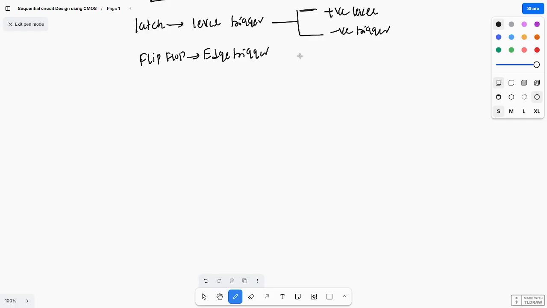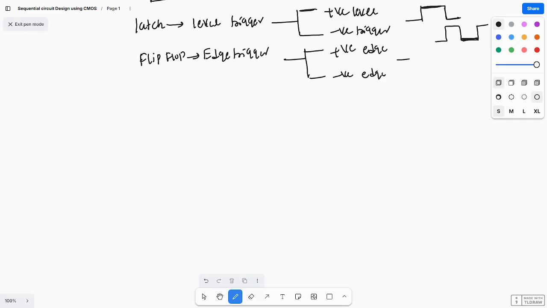That means again these are positive edge trigger and negative edge trigger. So level trigger means during this level the output will change. This is positive level, and negative level means during this negative level the output will change.